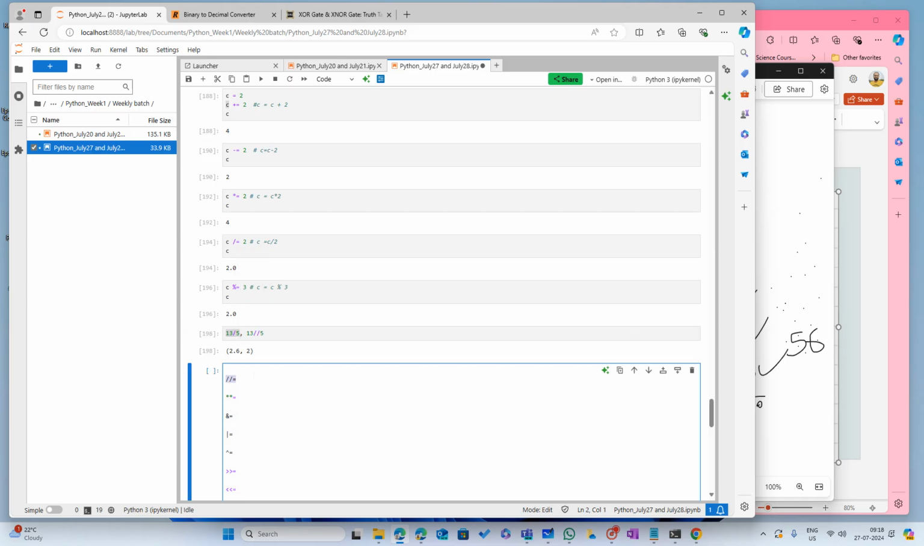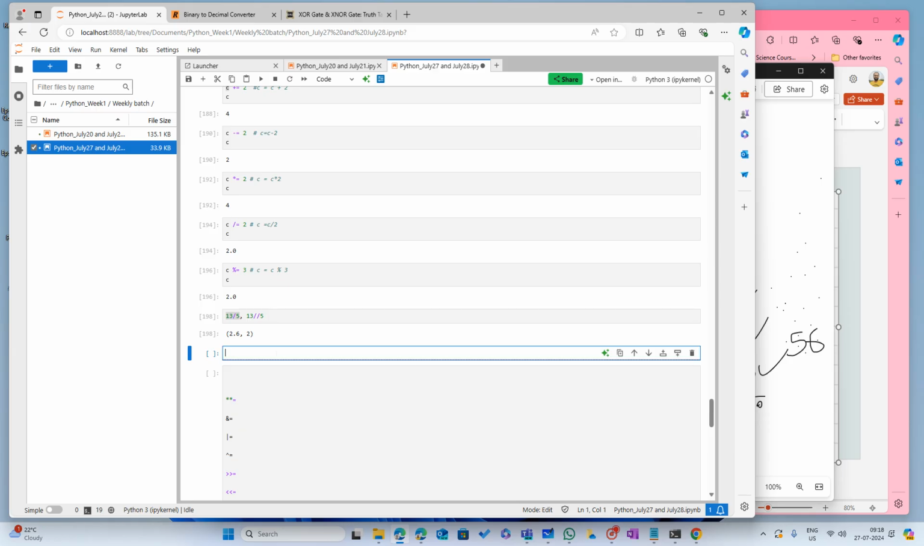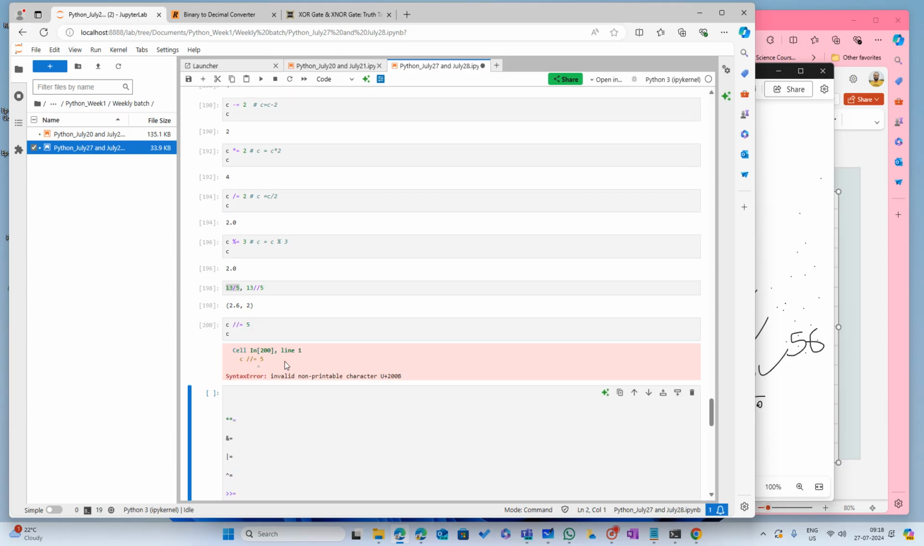Now what happens if you try to do the floor division assignment? Same behavior only, there is nothing new here. Let's just say I want to do a floor division and then print the C value, invalid, non-printable. Okay, why is it non-printable? Okay, let me try with number.